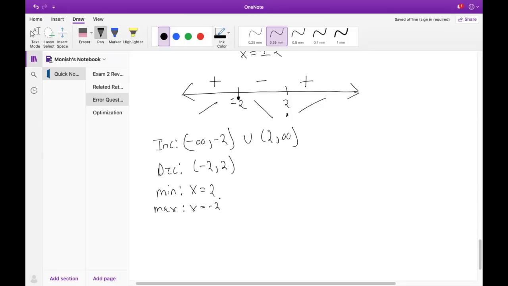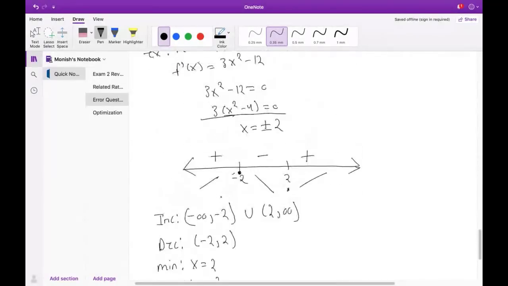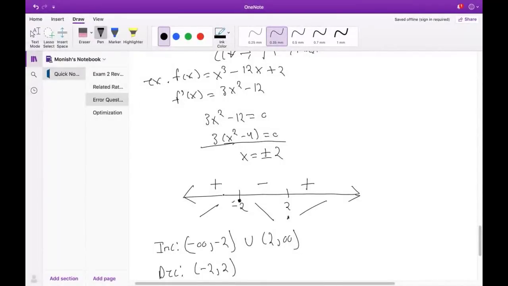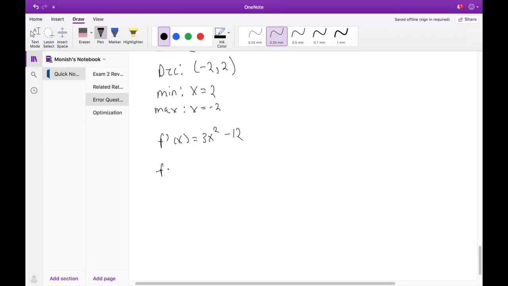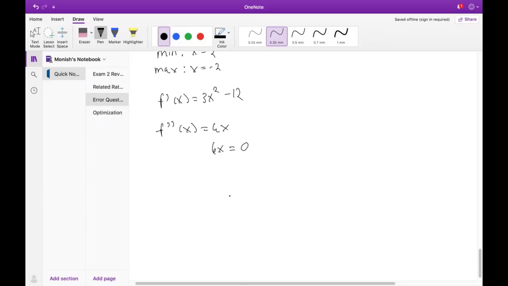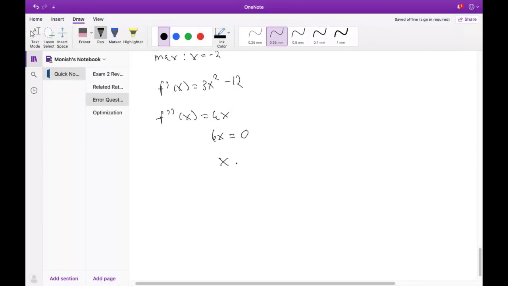And then we're going to go look at the concavity for this. So if f prime of x equals 3x squared minus 12, and I want to know where it's concave up and concave down, I'm going to need to take the second derivative. I'll get 6x. And you're going to have to set this equal to 0 also to find possible inflection points. So these aren't critical points, but these are inflection points. So 6x equals 0, x is just equal to 0.